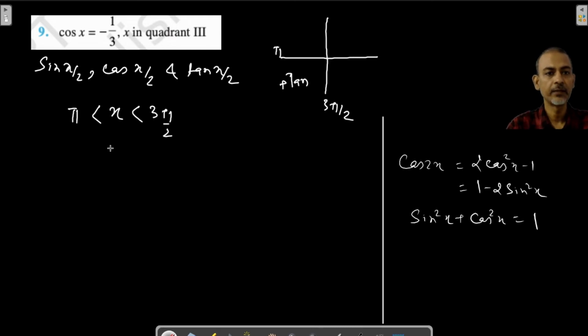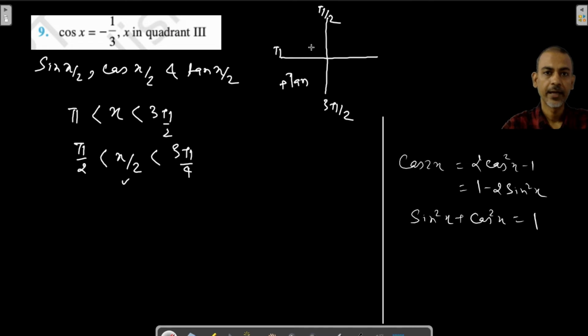So let's divide it by 2. So pi by 2 is less than or equal to x by 2, which is less than or equal to 3 pi by 4. So when we look at x by 2, at least we know that this is going to lie in the second quadrant, because x by 2 is greater than pi by 2, and then it is less than 3 pi by 4, which is less than pi. So this is why x by 2 is going to be in the second quadrant.